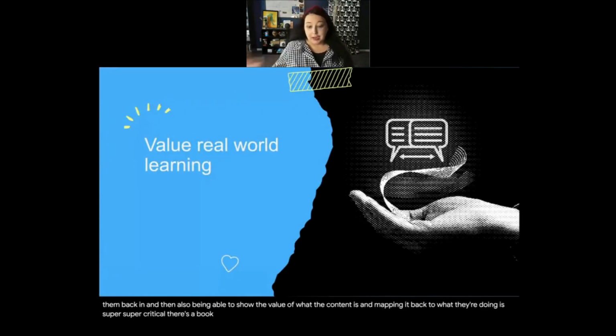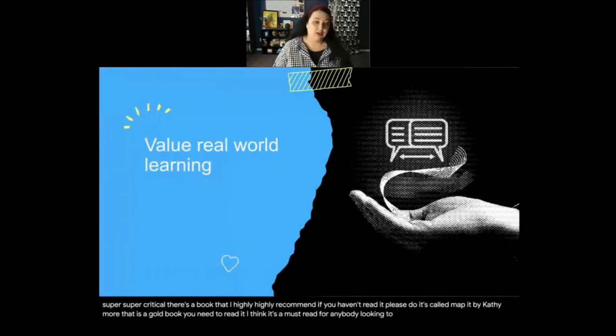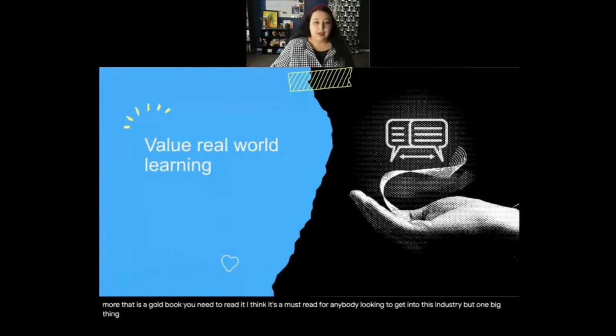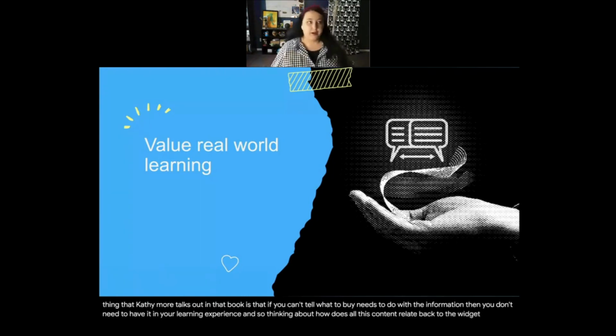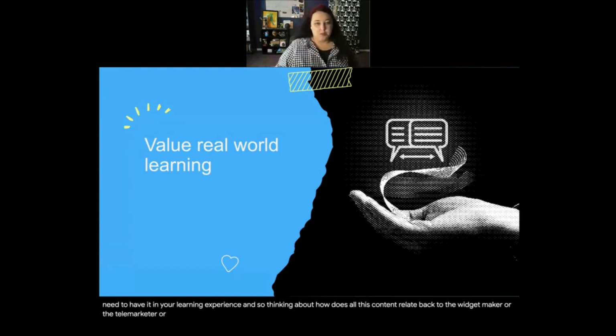There's a book that I highly recommend. If you haven't read it, please do. It's called Map It by Kathy Moore. That is a gold book. You need to read it. I think it's a must-read for anybody looking to get into this industry. One big thing that Kathy Moore talks about in that book is that if you can't tell what somebody needs to do with the information, then you don't need to have it in your learning experience. So thinking about how all this content relates back to the widget maker, the telemarketer, the frontline manager, or the salesperson is super important.